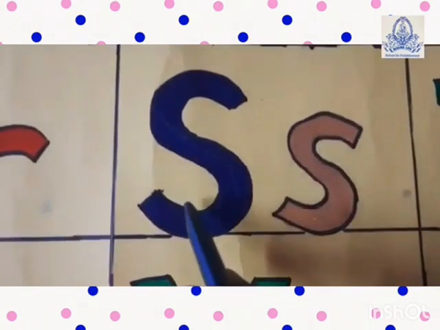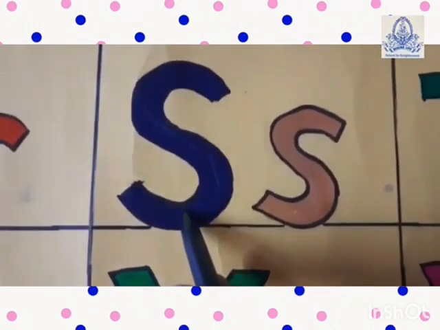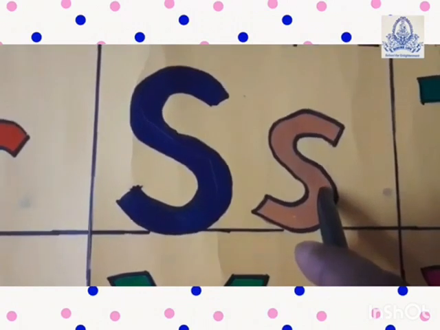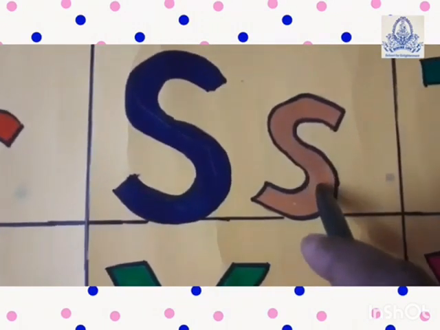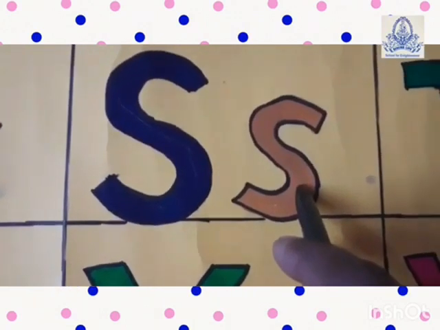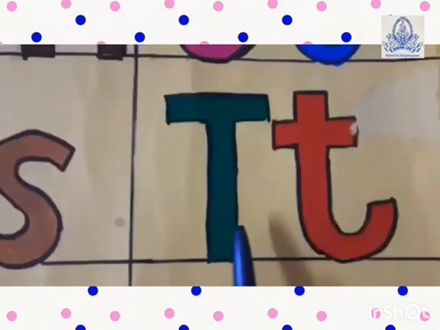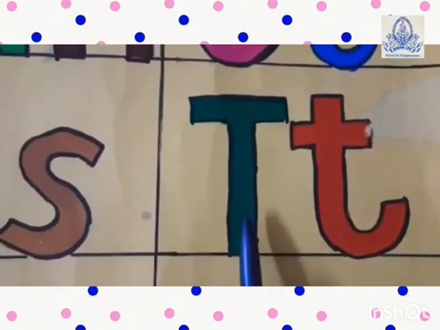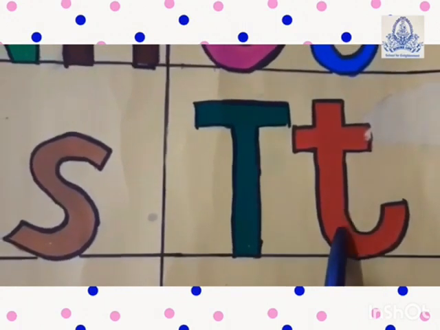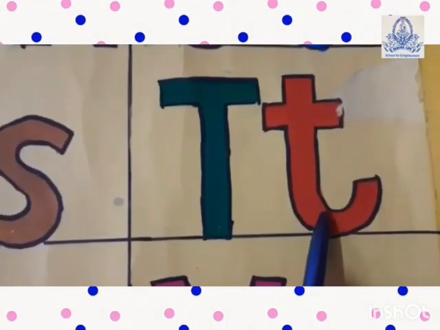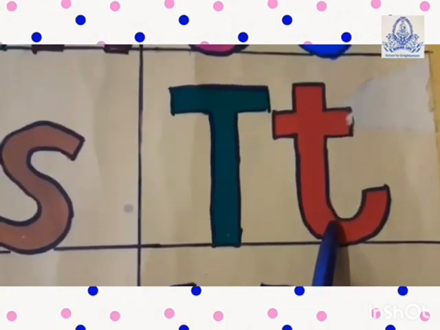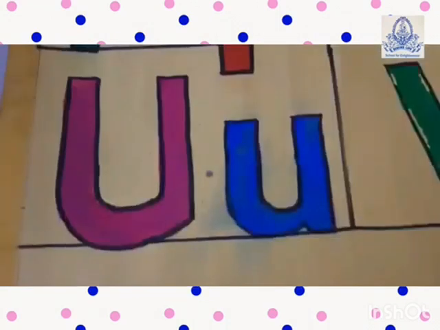Next, S. This is capital S and this is small s. This is mama letter S and this is baby letter S. S is for sun. Next letter T. This is capital T and this is small t. This is mama letter T and this is baby letter T. And T is for tiger.